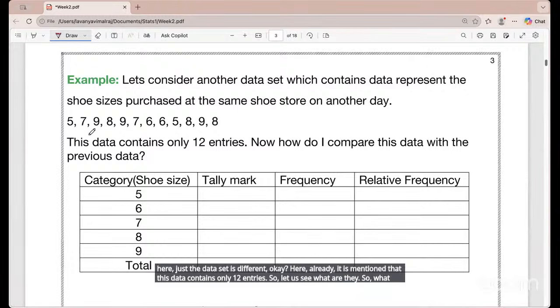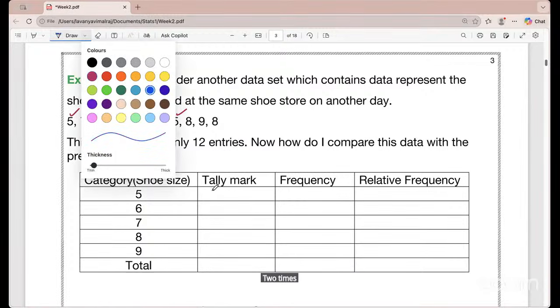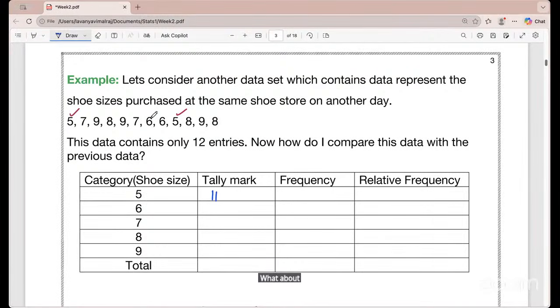So what is the count for 5? 2 times. Again 2 times. What about 6? 2 times. And 7? 2 times. And then 8 is appearing 3 times. And 9 is appearing 2 times. Okay, so here you see 2, 2, 2, and then 3, 2. So what's the total? 12.